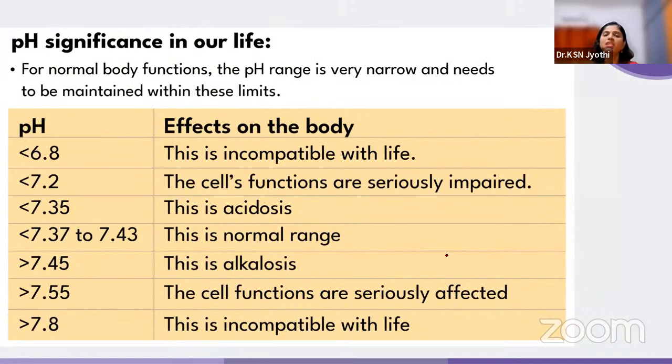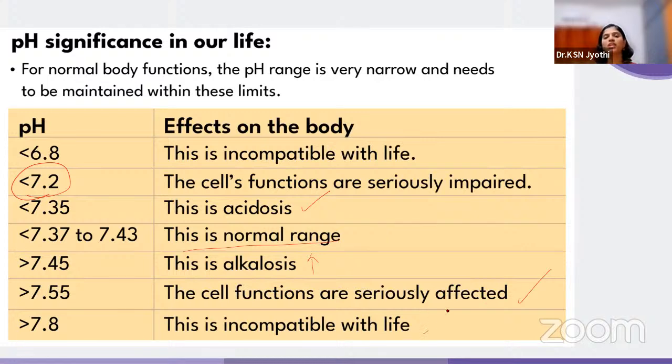So understand that pH has a lot of significance. All your normal body functions are largely associated with this pH. So that pH change has to be very narrow. So anything around 7.2, 7.3, we are okay. But if it is anything less than 7.2, then you will see that the cell's functions are seriously impaired. If it is less than 7.35, it results in acidosis. Normal range is 7.35 to 7.45. Greater than this is called alkalosis. If it is more than 7.55, you will see all the cell functions are affected.